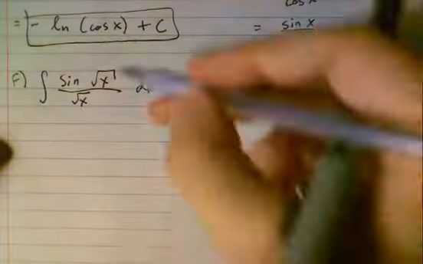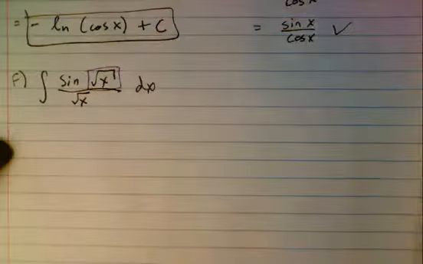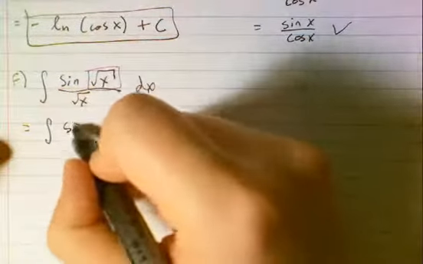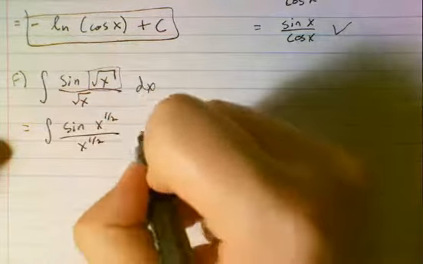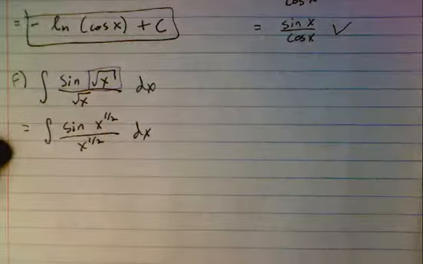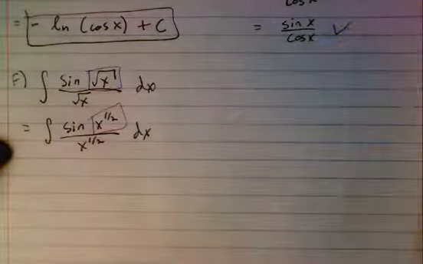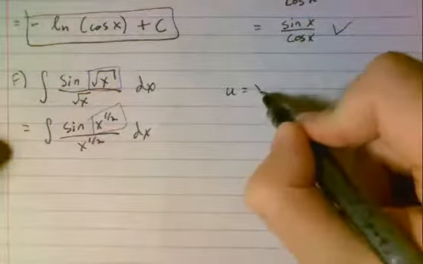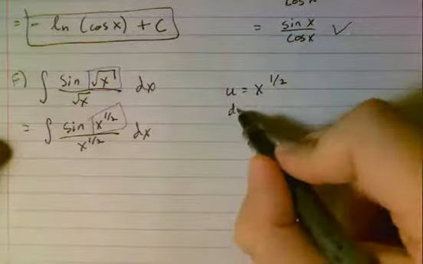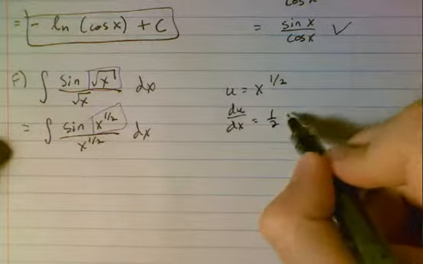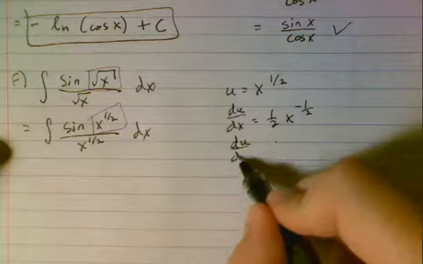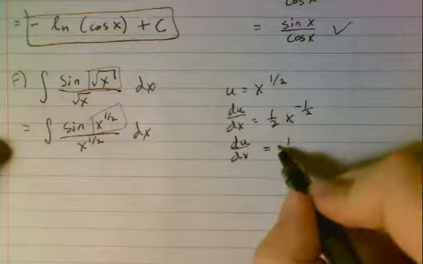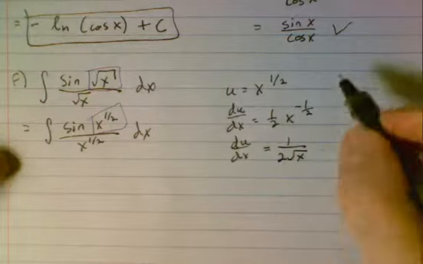So we'll look for our other box function. We know that sine is also a box function, so let's try that. Although really before we do this, we really should rewrite that. So our box function's right here. U equals x to the 1/2 power. du dx is 1/2 x to the negative 1/2 power. So it's 1 over 2 root x.